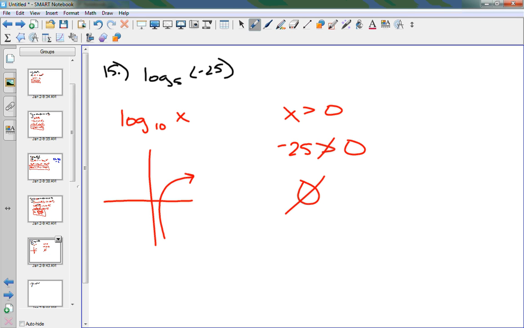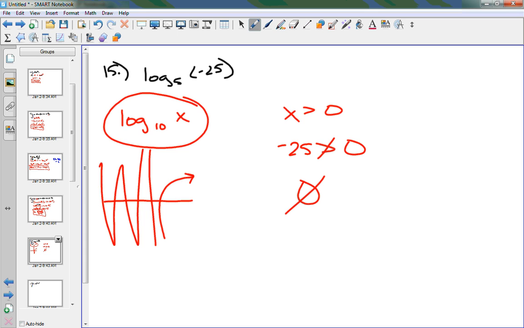Do we understand that, yes or no? By definition of a logarithmic function, the graph looks like this, meaning it's going to get really close to 0, but it's never going to touch it. Can I have any value down here? No. Where's negative 25? Which is why it's not possible. Does that make sense?